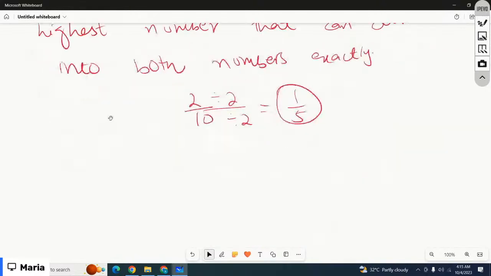For example, the other number is 8 over 40. So divide them by the highest number. Which is the highest number? The highest number is 8, right? So 8 times 1 is 8 and 8 times 5 is 40, right? So 8 over 40 and 1 over 5 are equivalent. Got it?